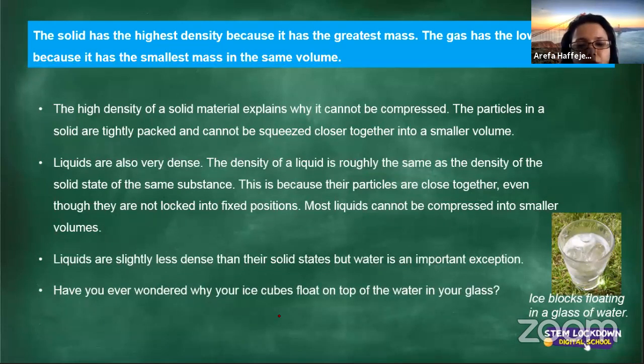Have you ever wondered why ice cubes float in water? You see this question here when I say liquids are slightly less dense than their solid states, but water is an exception. So who can tell me why water would be an exception, when we say ice cubes can float on top of water?